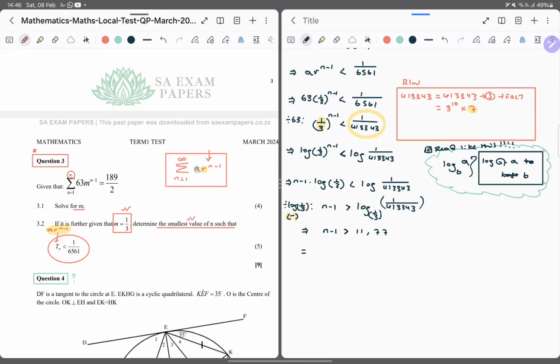So this implies still, now we transpose this. Now transposition doesn't change the sign. So this becomes 11 plus 1, that's 12,77. But remember, we are solving for n. So n cannot be an inequality, it has to be a value. Remember, we know that n is an element of natural numbers. Now, what is the next natural number greater than what we see? It is 13. Therefore, n is equal to 13.